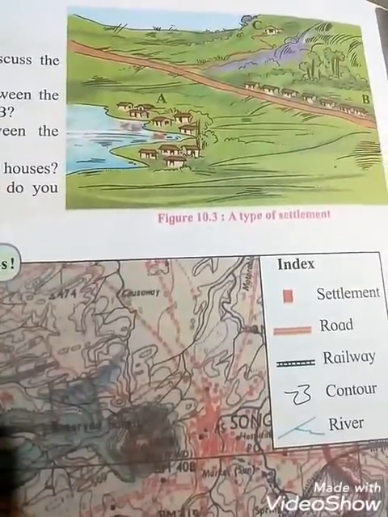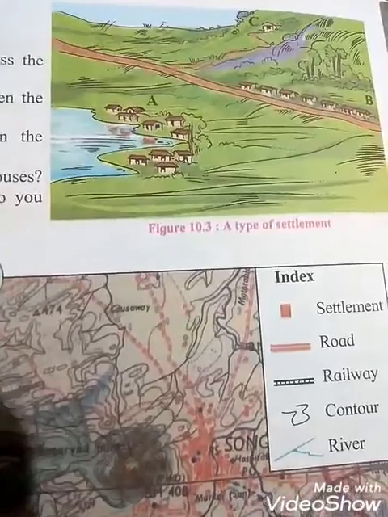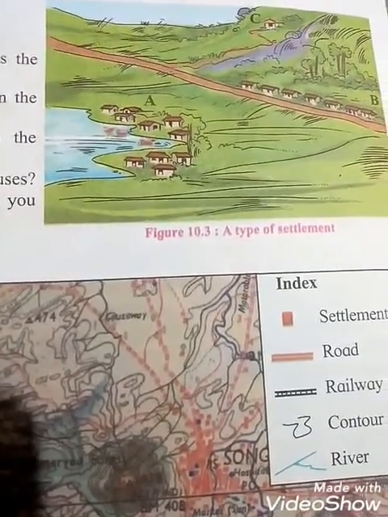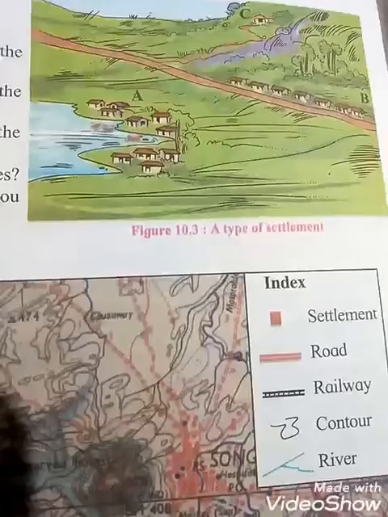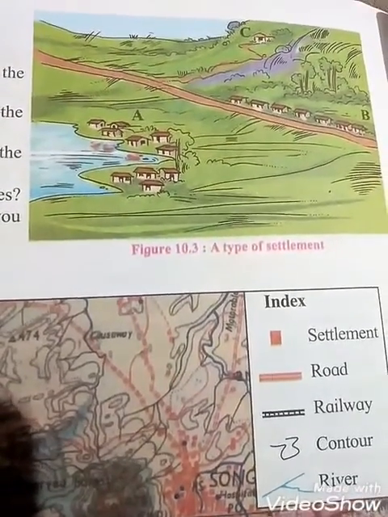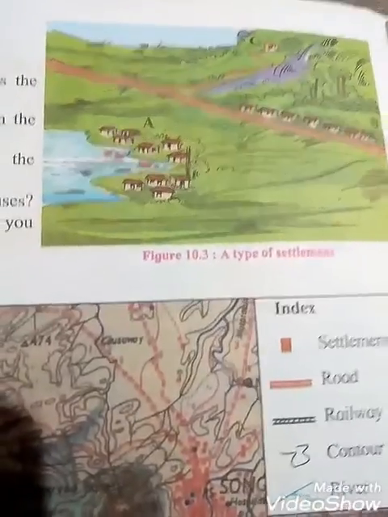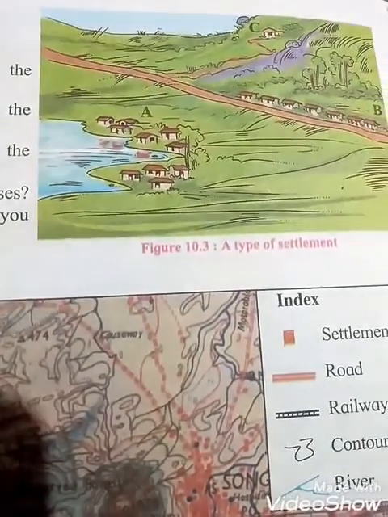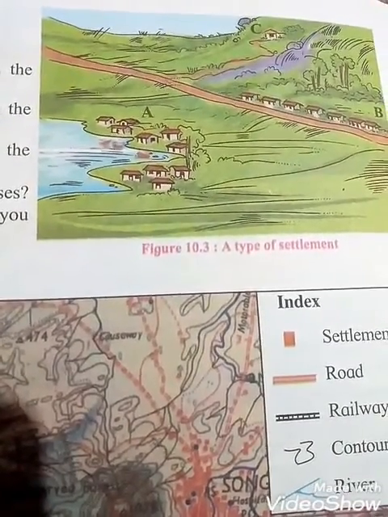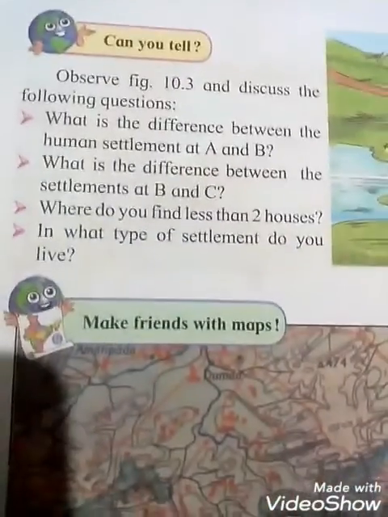Figure 10.3, types of settlement. See, students, you can observe it clearly. At place A, you see that so many houses are there. At place B, houses are there but in a linear line, can you see that? And at place C, only one or two houses are there, can you see that clearly? Okay, that means very few people are there at place C. So you have to observe that, and after that you can give the answer to this question.